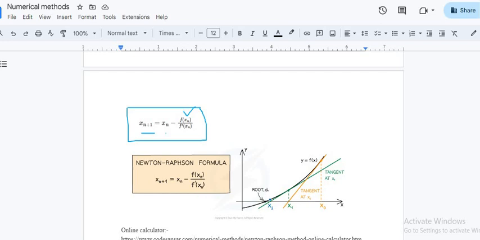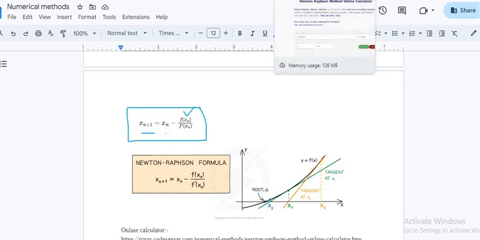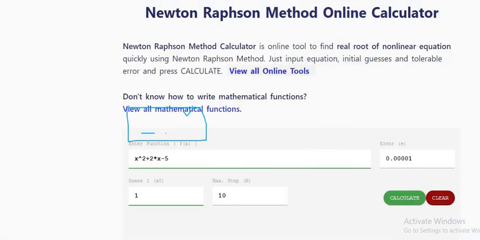So let me just check how we are calculating roots by the Newton Raphson method. Again, we are using the Newton Raphson method online calculator. The same function was taken, x square plus 2x minus 5 over 8, and we are assuming the initial guess is 1. So one can go for other initial values. You can start with 2.